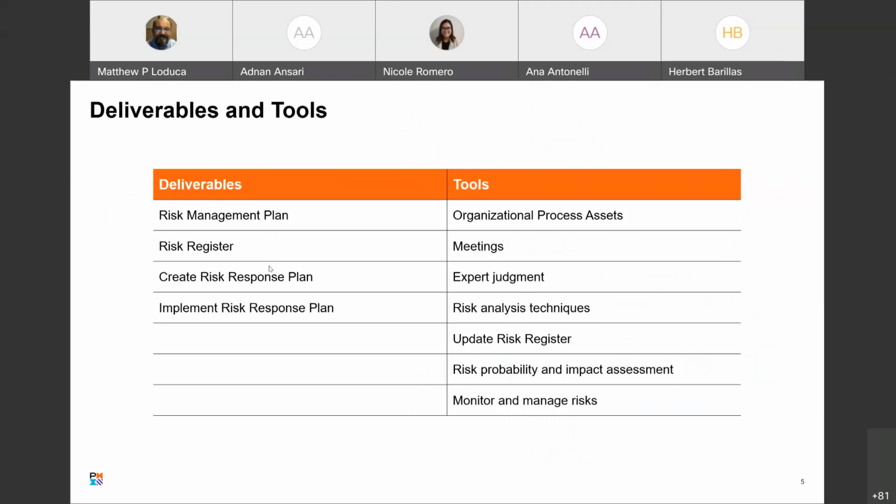Our deliverables will have a risk management plan, just like we normally do. We'll talk about that more. Risk register, create risk response plan, implement risk response plan, and our tools are going to be OPAs, meetings, expert judgment, risk analysis techniques, update risk register, risk probability impact assessment, monitor and manage risk. We'll talk about those coming up here.